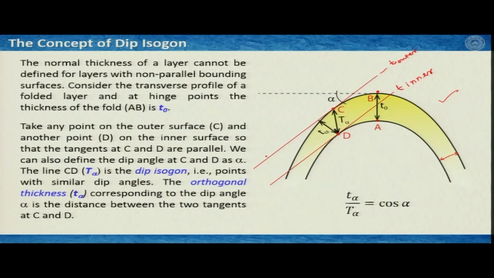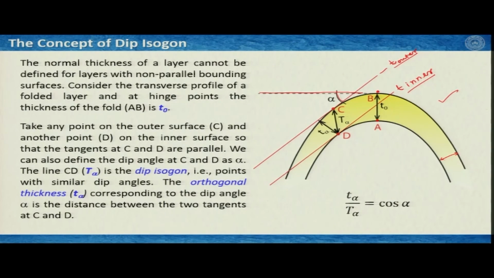Now, if I consider the fold to be cylindrical, then you can imagine that the dip of this tangent line at this point would be alpha. Or we can define it in a different way: when the tangent outer and tangent inner are parallel, the dips at C and D are equal, and in this case they are equal to alpha. These lines, T outer and T inner, are known as dip isogons. They always appear in pairs, and they connect points with similar dip angles.